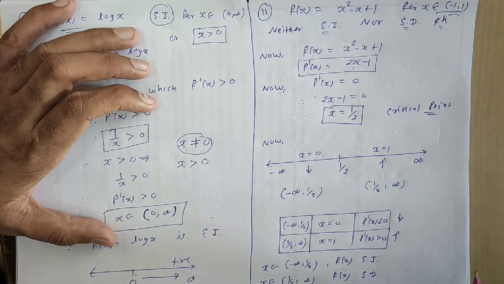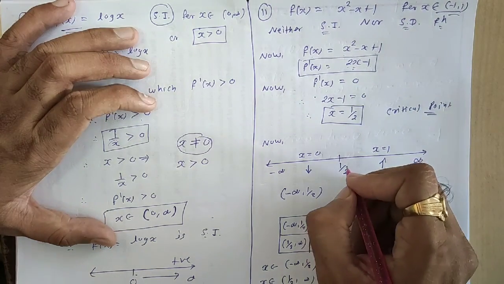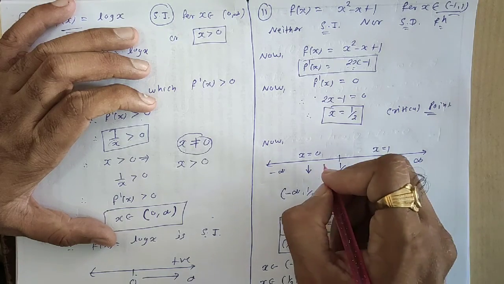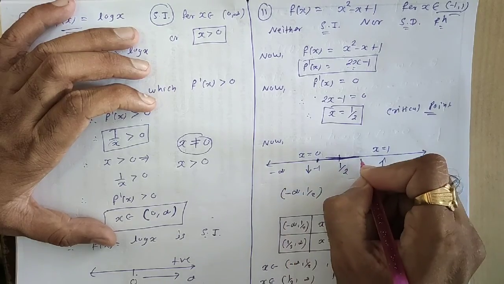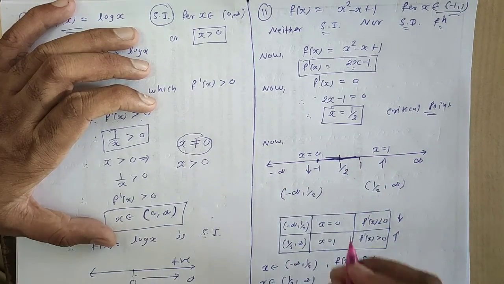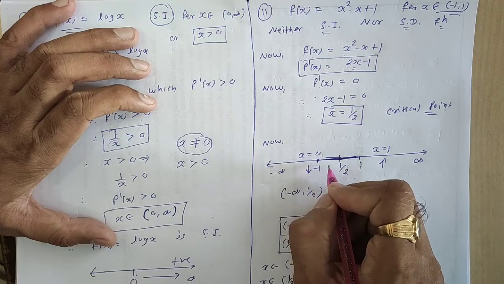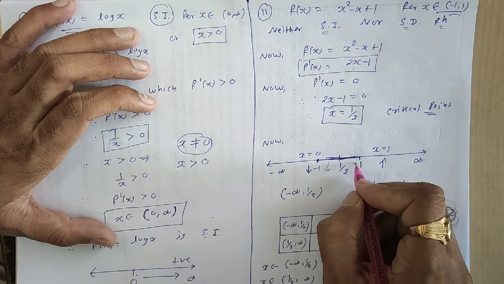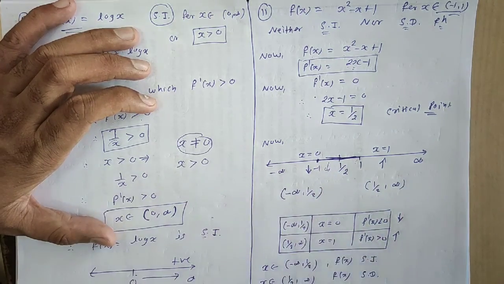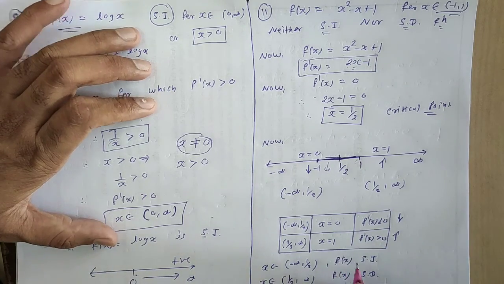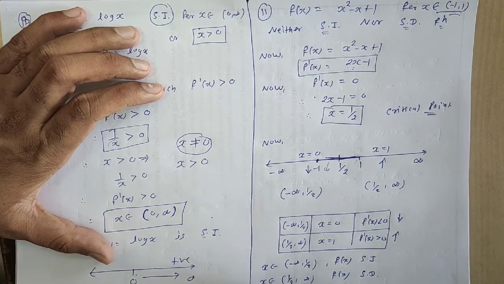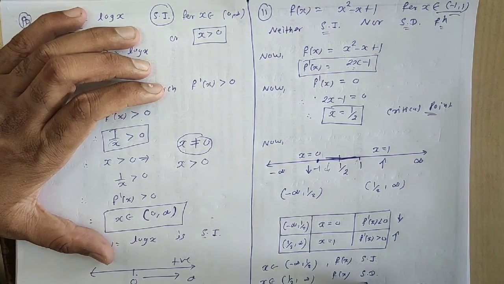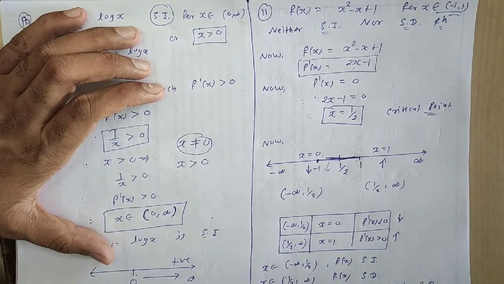Now we are given the interval minus 1 to 1. So this is 1 by 2. So minus 1 is somewhere over here. Suppose this is minus 1 and this is 1. Then for this interval our function is strictly decreasing function, and for this interval function is strictly increasing function. So function is strictly increasing as well as strictly decreasing for the interval x belongs to minus 1 to 1.